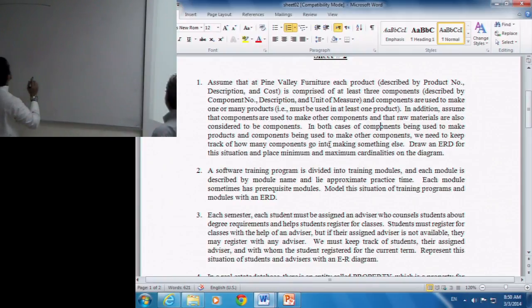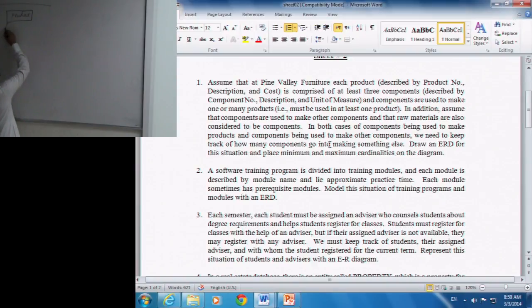Okay, let's start. But leave a space for the attributes. Okay. What's the name? Product. Very good. Did we identify some of its attributes? Yes. The number. Product number, description, and cost.